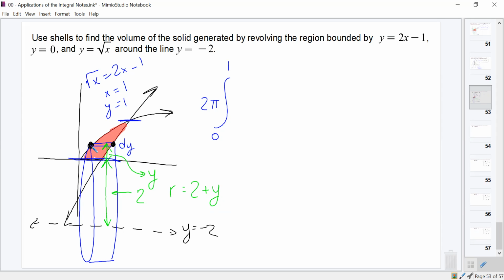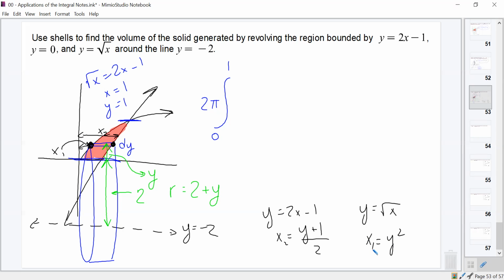But because we're doing this in terms of y, and this is an x value, right? That's x, and this is an x value, right? Each of those are x values. We'll call this one x1 and this one x2. x2 is just the x value of 2x minus 1. Well, if y equals 2x minus 1, x is equal to (y plus 1) over 2. So that's this x2 value. And if y is equal to root x, then x is equal to y squared, and that's that x1 value.